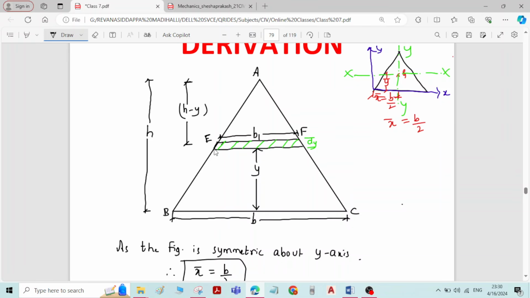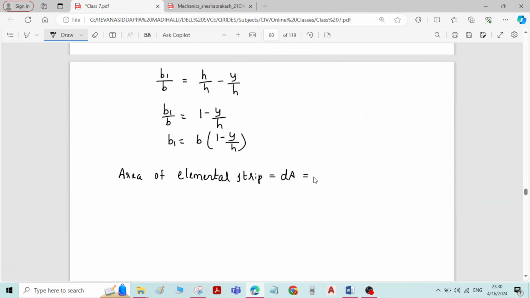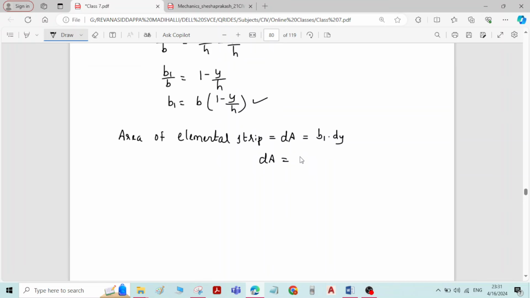So here we have some slope. As I said before, whatever the thickness of the elemental strip considered here, it is assumed to have very negligible thickness. So these slopes are neglected and it is almost considered as a rectangle of sides B1 and dy. Therefore, dA is equal to B1 into dy. What is B1? B1 is B into 1 minus y by h. Substitute: dA is equal to B into 1 minus y by h into dy.